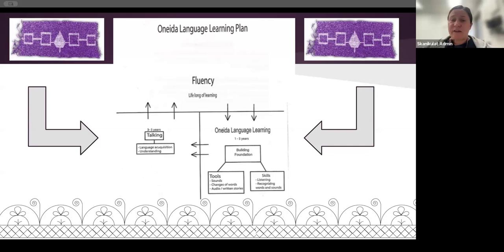The latter half of those 5 years, years 3 to 5, moves into talking, into developing speech. This is where language acquisition takes place and understanding. Now these time frames are not rigid by any means, because the more you put into it, the more you will get out of it. The more you study, the faster you will develop your proficiency.